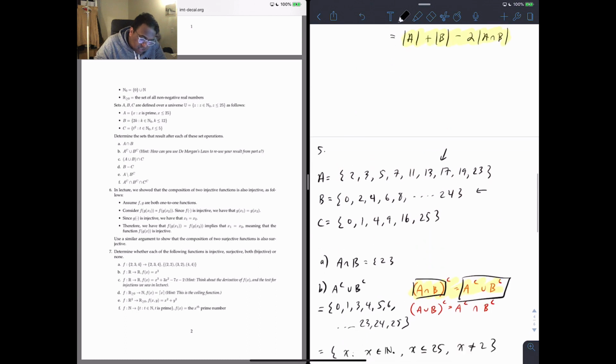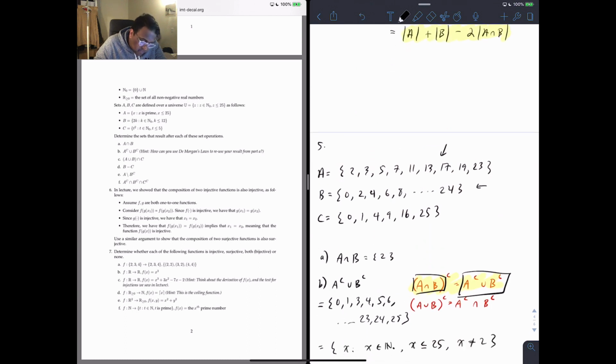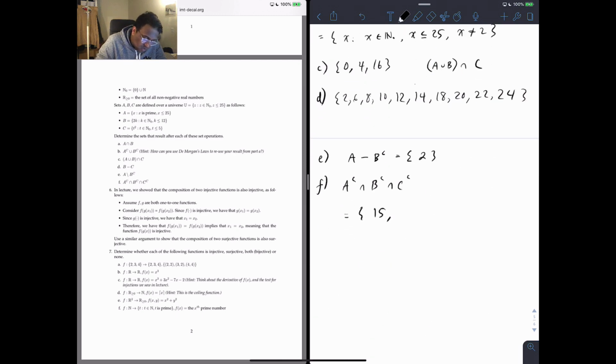16 is a square, 17 is prime, 18 is even, 19 is prime, 20 is even, 21 is another number that's not in any of these sets. It's not prime, it's not even, and it's not a square. So you can add 21 to this list.